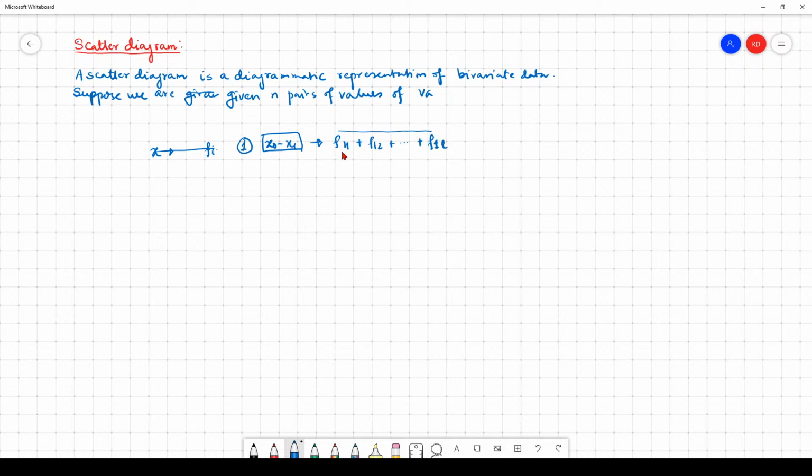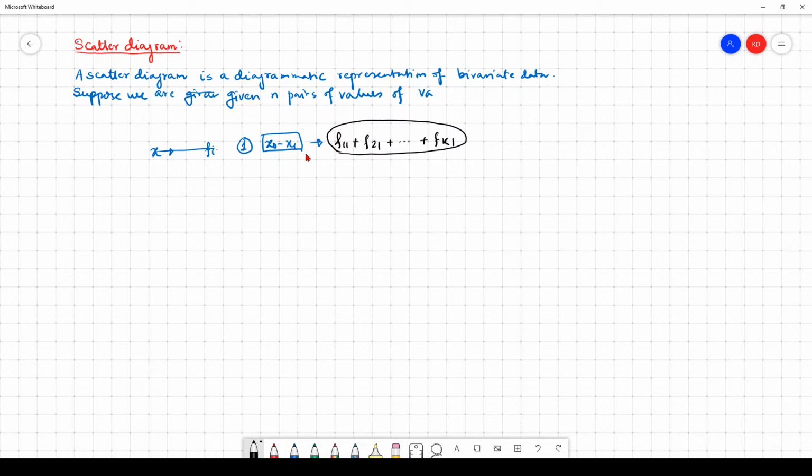But if you look at the conditional distributions, I think I made a mistake. According to my notation, it should be f11 plus f21 plus fk1. So this gives the marginal frequency corresponding to class x naught to x1.